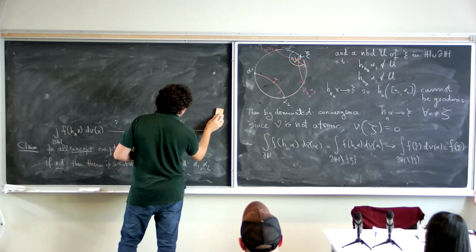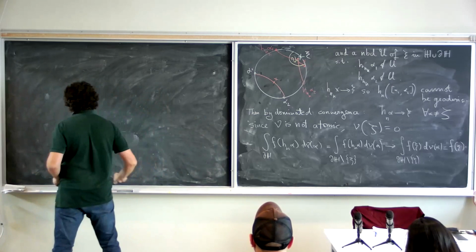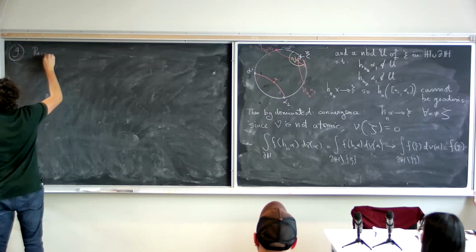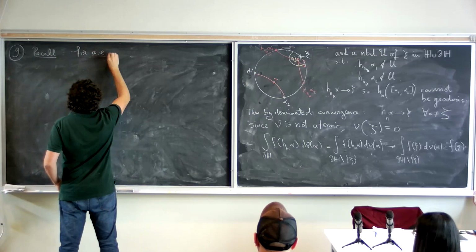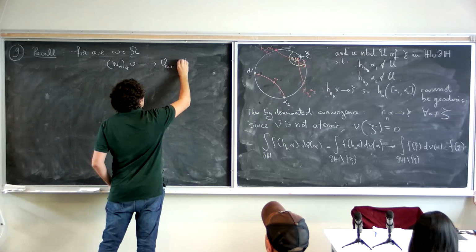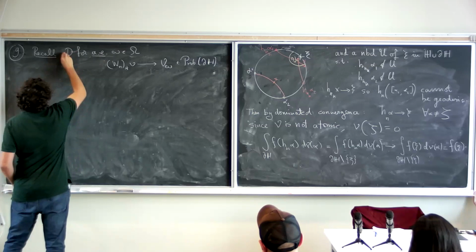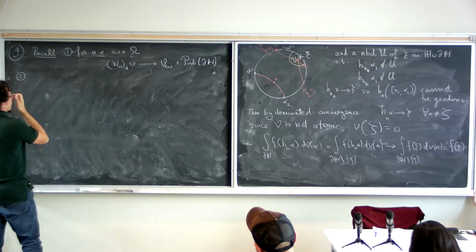Maybe this is step 9 or something like that. Okay, so we recall that for almost every omega, we know that w_n star nu converges to nu of omega, some measure, which we don't know, but it's some measure on the boundary. Okay? So this is the first thing. The second thing we proved is that, well, first of all, the nu of inside is zero.